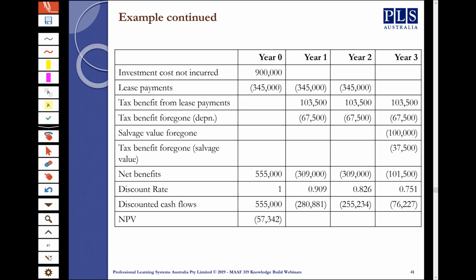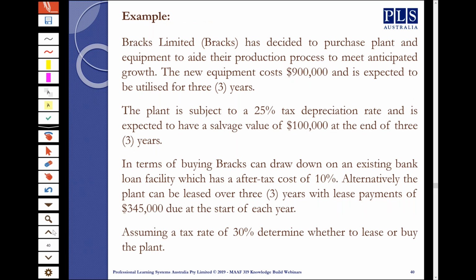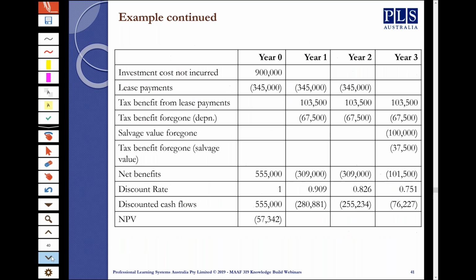In that instance, note my 900 goes in the first year. 345, we've told you that 345 is due at the start of each year. So therefore, I've got it coming through in year 0, 1, and 2. My tax benefit is quite simply the 30%.